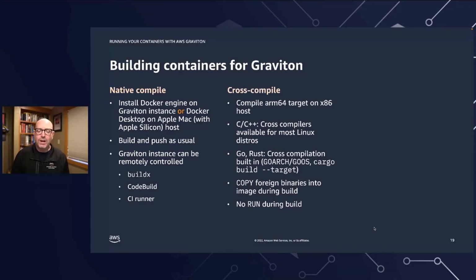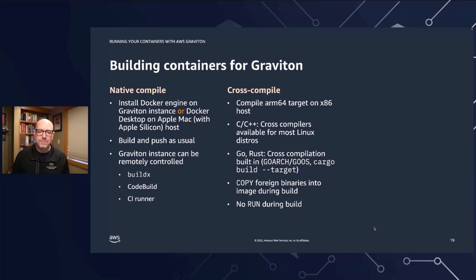The next option is to cross-compile your software. With cross-compilation, you're actually building your application for Graviton, but on a different architecture. For example, if you have an x86 laptop running Windows or macOS, if you install the proper cross-compiler, you can actually compile to an ARM64 target on an x86 host.